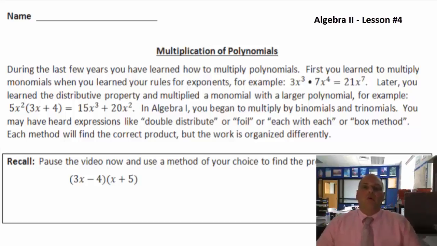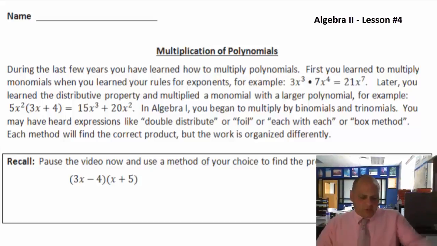This is something you have done in Algebra 1. You definitely did this, but you probably only did 2 by 2, like binomial by binomial. You probably did not do anything more than that. You may have done 3 by 2, but certainly not anything more than that. In Algebra 2, you need to be able to multiply any type of polynomial by any other type of polynomial. So a 3 by 3, a 4 by 4, 2 by 3, whatever. So we are going to do that.